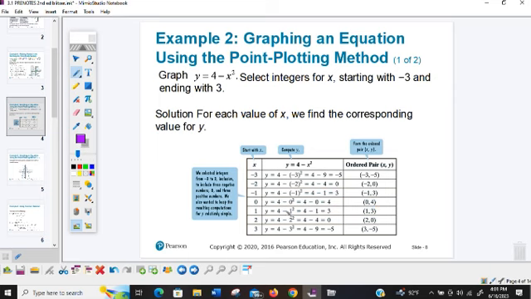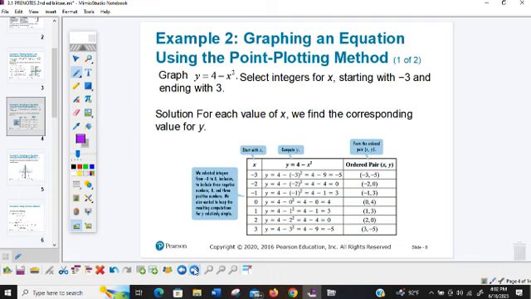Then we try 1. 4 minus 1 squared, well, that's 4 minus 1, which is 3. So when x is 1, y is 3. Then we try 2. 4 minus 2 squared. Well, 2 squared is 4. 4 minus 4 is 0. So when x is 2, y is 0. Then we try 3. 4 minus 3 squared. 3 squared is 9, and 4 minus 9 is -5. So when x is +3, y is -5.